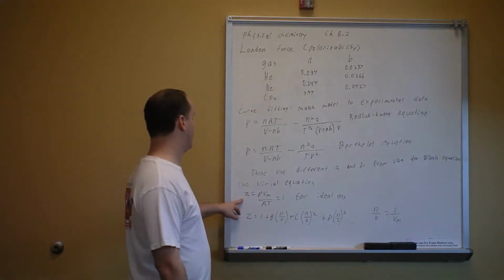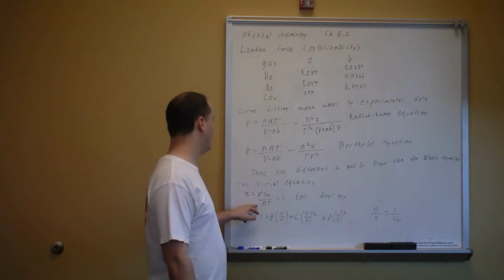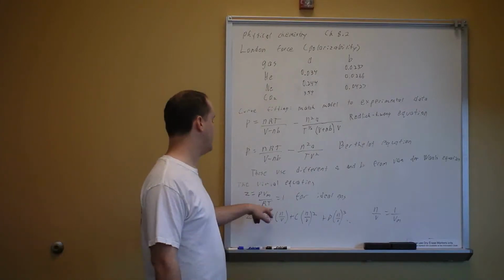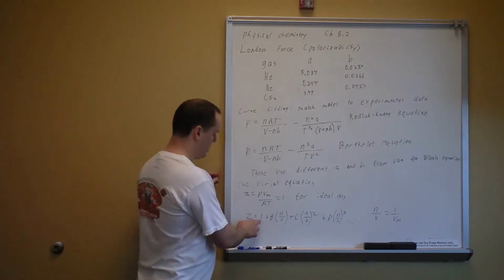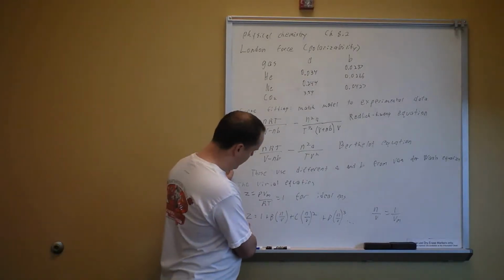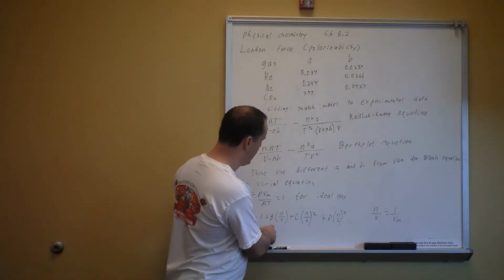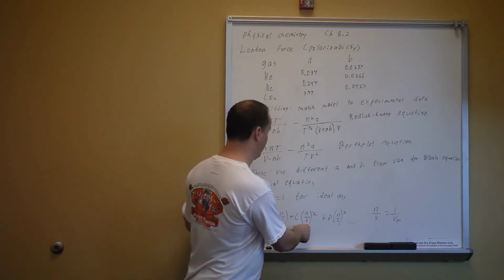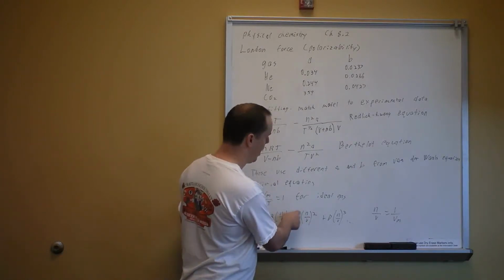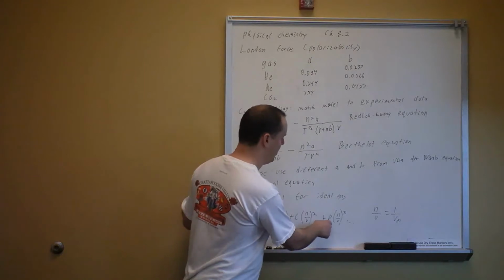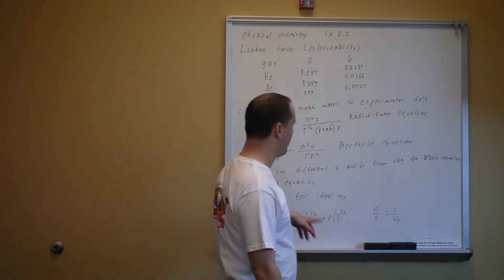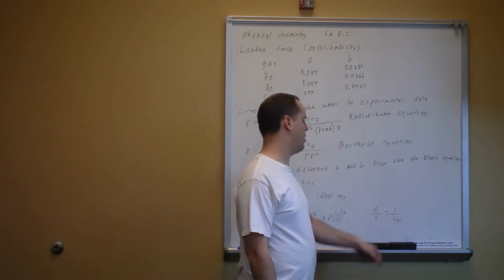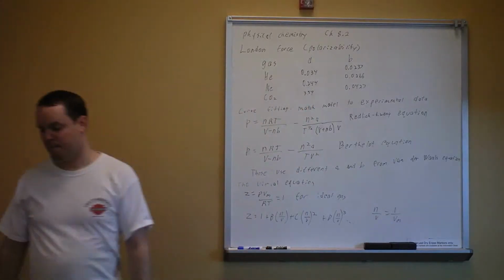Now remember before we came up with Z equal to P times molar volume over RT, and that's equal to 1 for an ideal gas. But for a real gas, we'll say Z is equal to 1 plus B times n over V, plus C times (n over V) squared, plus D times (n over V) cubed, etc., as far as you want to go. Just remember that n over V is the reciprocal of molar volume.